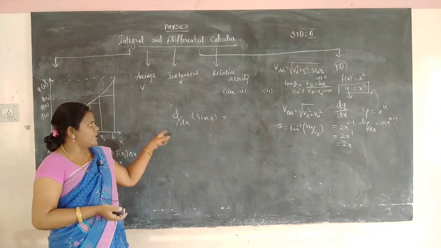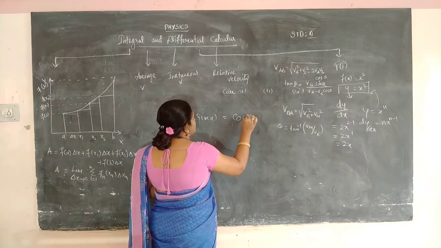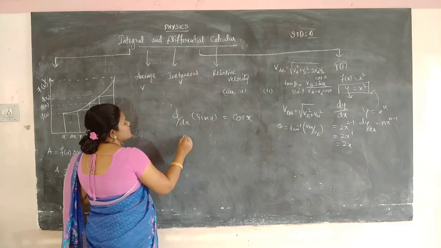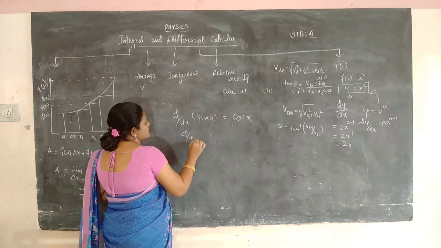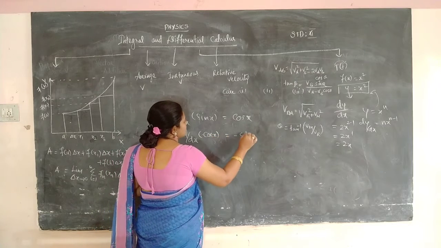Okay? So d by dx of sin x is equal to cos x. Okay, d by dx of sin x is equal to cos x. d by dx of cos x is equal to minus sin x.